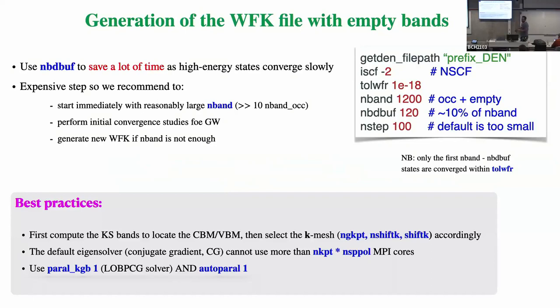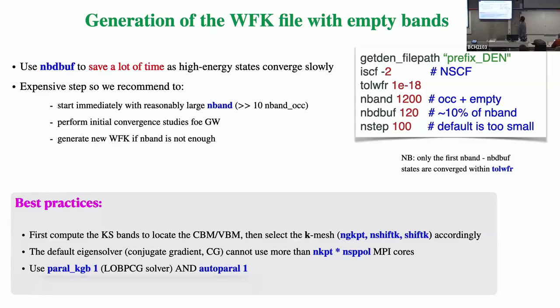And after this step, you get the density file. And from the density file, you know, in Kohn-Sham theory, you can construct the Kohn-Sham Hamiltonian, and you can compute the eigenstates and the eigenvalues of this Hamiltonian, including high energy states that are needed to build the polarizability and the self energy.